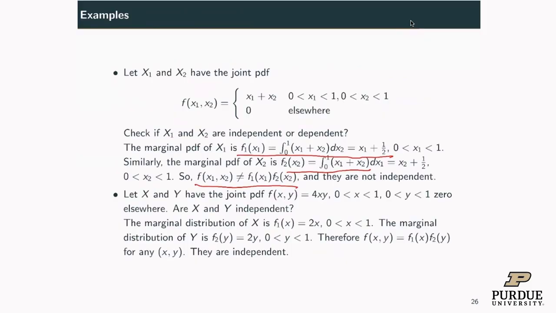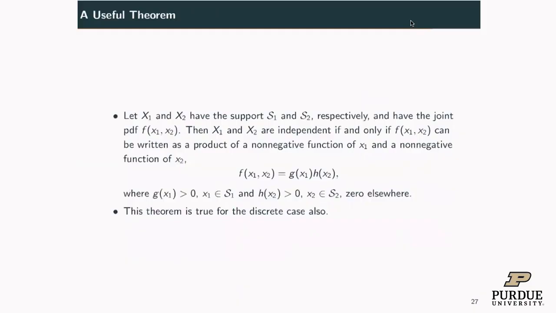For this example, x and y have a joint PDF f(x, y) with a given support. Are x and y independent? You can get the marginal for x1 and the marginal for x2. Now you can easily verify the joint is the same as the product of the marginals. So x and y are independent. That is a useful tool to check independence.